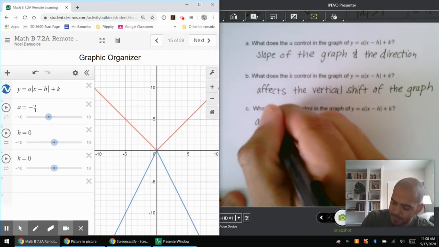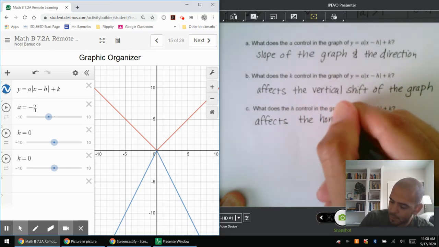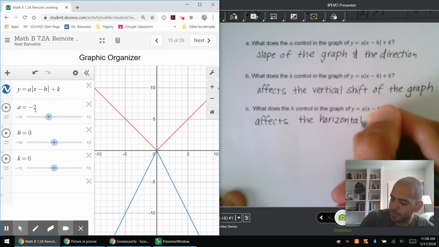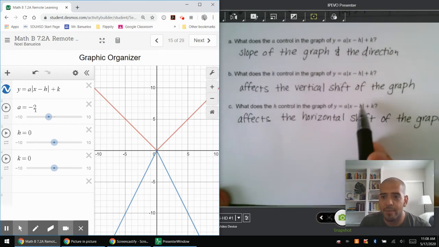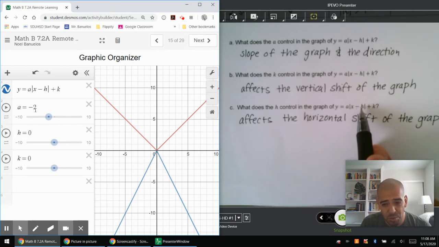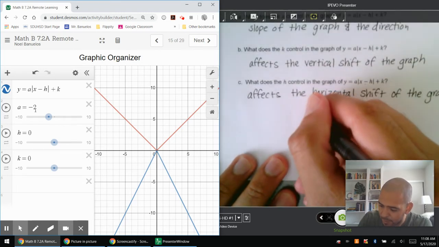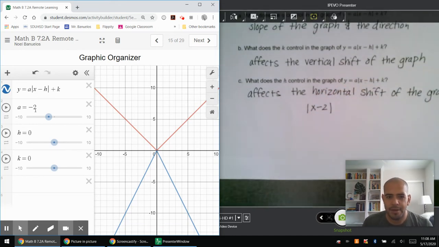Okay. What does H affect? H affects the horizontal shift of the graph. Okay, so this value right here, we're going to go over examples. This one's a little tricky. So for example, if you saw that this was x minus 2, so we'll just write x minus 2. Did it shift left or right?